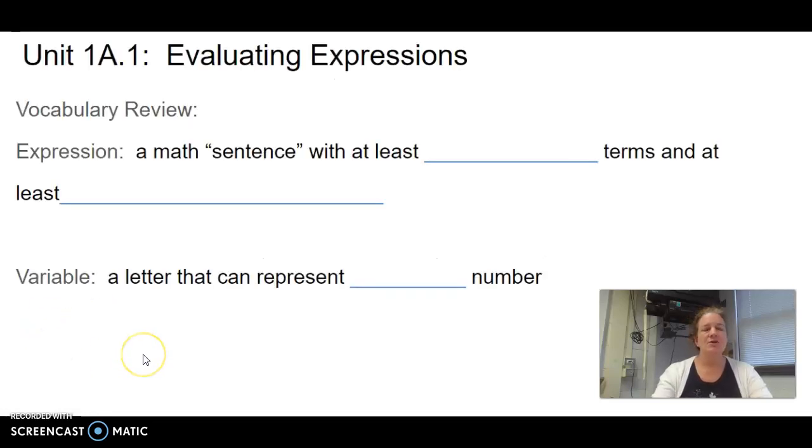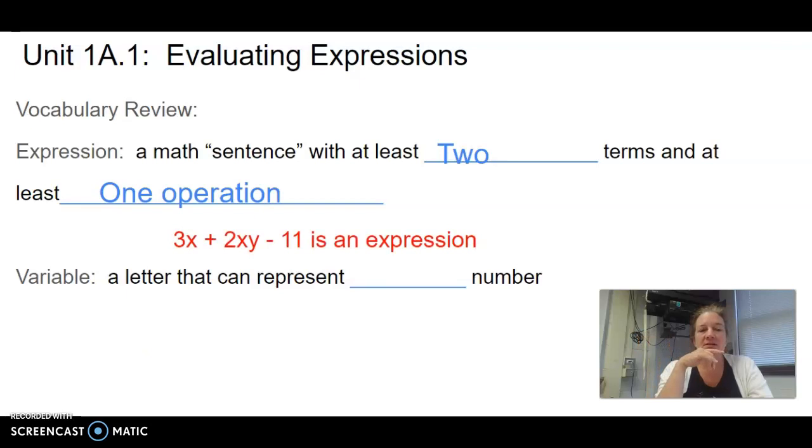Okay? So the first thing we're going to do is review our vocabulary. Evaluating expressions is very mathy, and I don't know if we actually remember what it means. Okay, so an expression is a math sentence with at least 2 terms and at least 1 operation. What does that mean? That means 3x plus 2xy minus 11 is an expression. What I'm saying is 3x is a term, 2xy is a term, and 11 is a term.